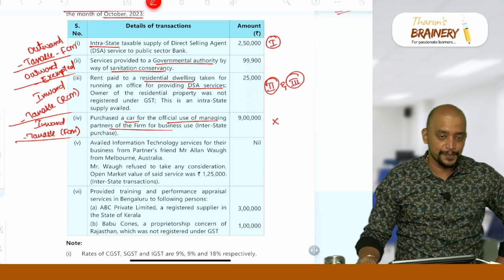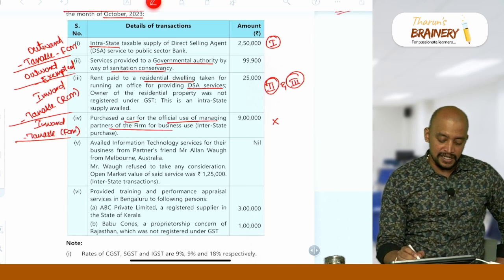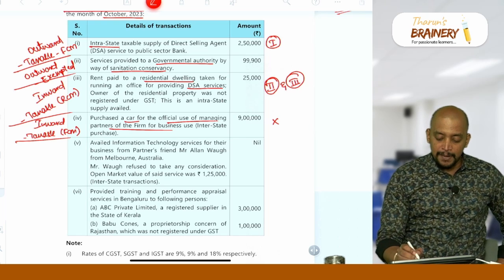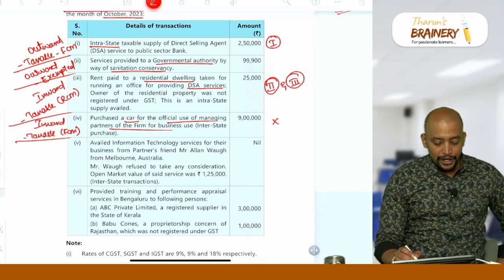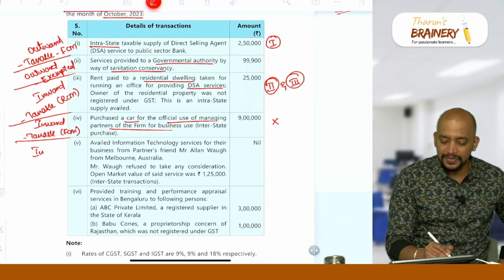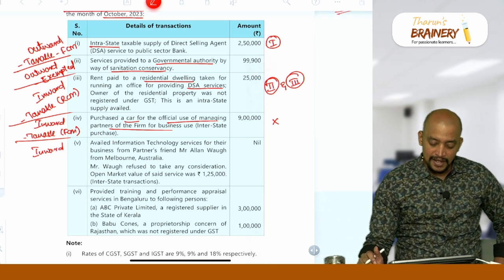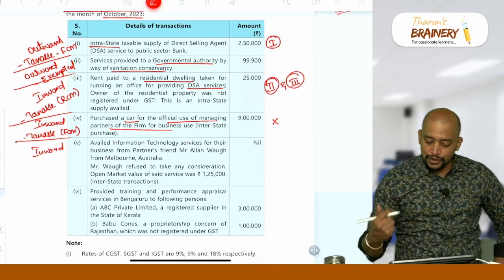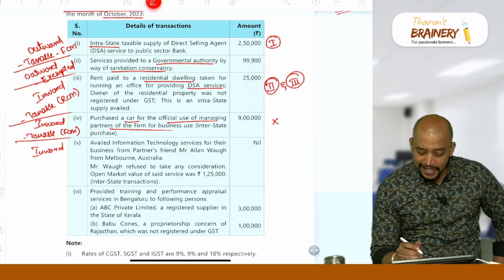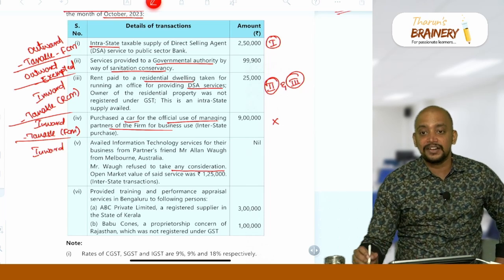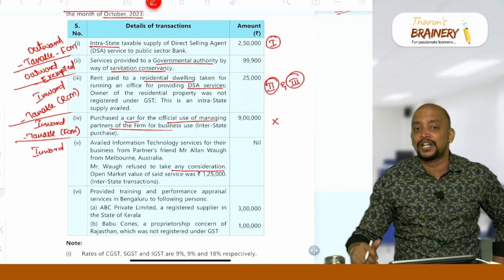You understood? Then, availed information technology services for their business from the partner's friend Mr. Alan Walk from Melbourne, Australia. This is inward, correct? This is inward. Information technology services. Mr. Walk refused to take any consideration. So, import of services without consideration. Is it from a related person or other establishment located outside India?